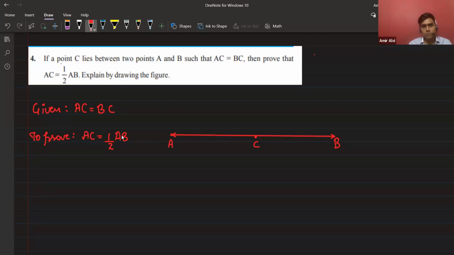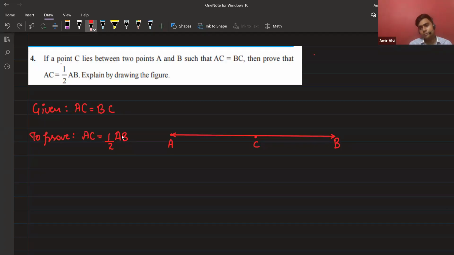Things which are half of the same things are equal to one another. Yes, Simran? It's already given, so there's no need to use that, because the question is not saying half. It's saying that between two points there is a point C such that AC equals BC. It's the midpoint basically. But it's already given, so why use that?